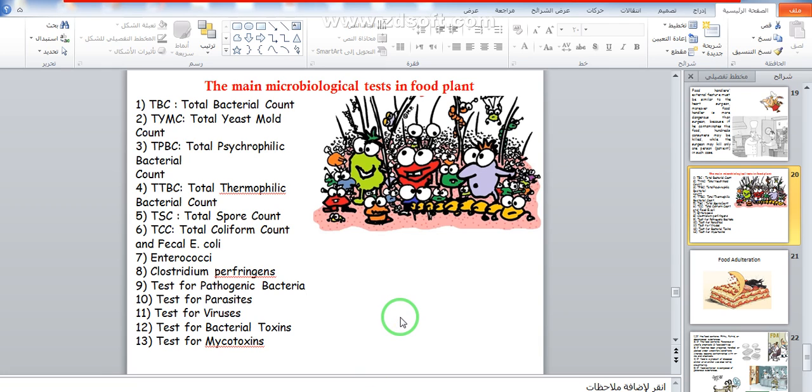These are a list of the main microbiological tests in the food plant. TBC, total bacterial count. TYMC, total yeast mold count. TPBC, total psychrophilic bacterial count. TTBC, total thermophilic bacterial count. TSC, total spore count. TCC, total coliform count and fecal E. coli. Enterococci test, Clostridium perfringens test, test for pathogenic bacteria, test for parasites, test for viruses, test for bacterial toxins, and test for mycotoxins.